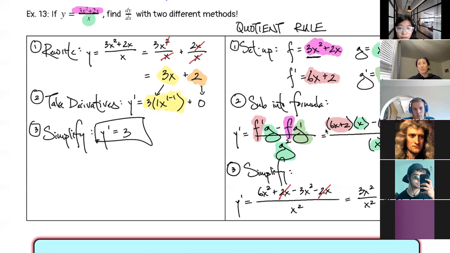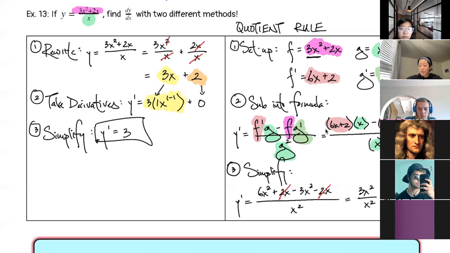Richard, it does not normally turn out that nice when it's simplifying. That's why I'm like, don't even worry about it. It's fine. Okay.